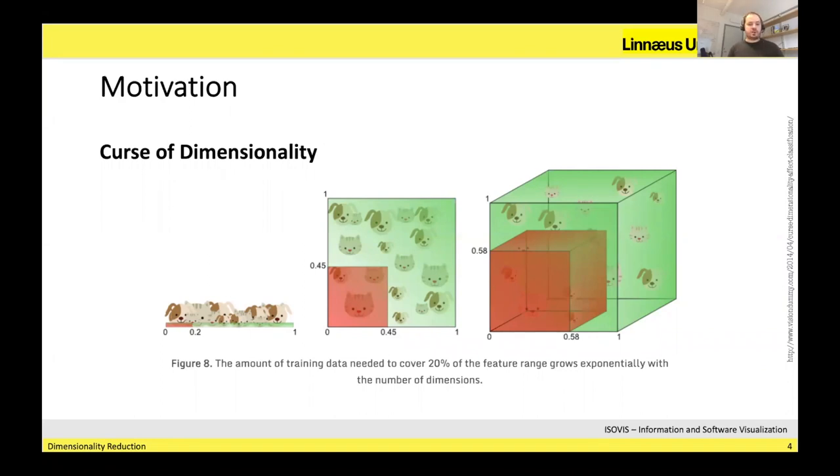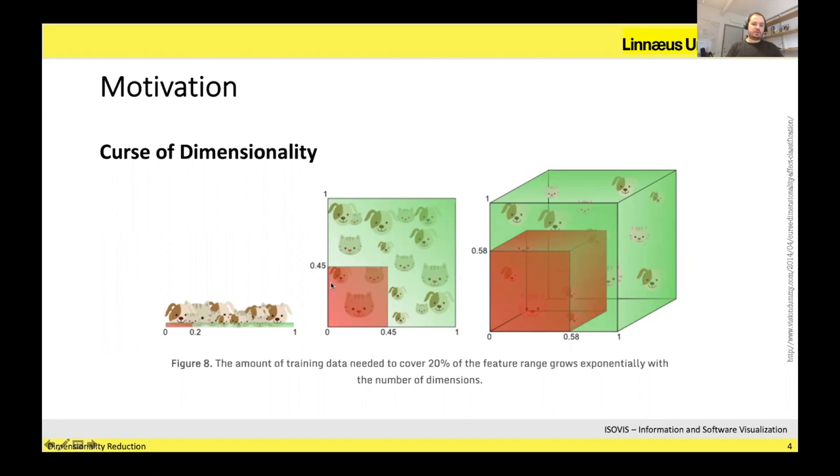Now, suppose you still want this to cover 20% of all the feature space that you have, but now you have two features. So you want to cover all the possible combinations of these two features, theoretically speaking. You might think, well, if I sample 20% of all the possible lengths of cats and dogs in the world and 20% of all the possible weights, then you would be covering 20% of the feature space. But that would not be true.